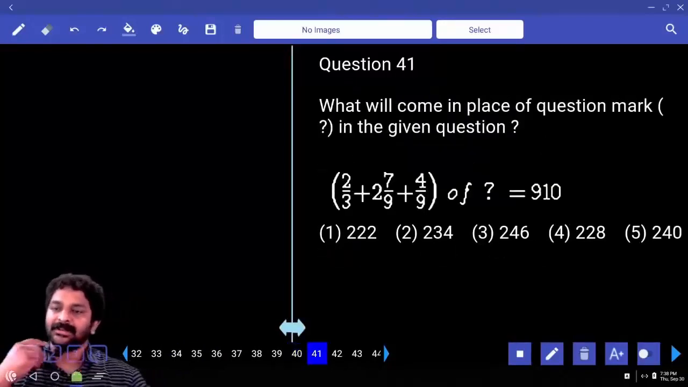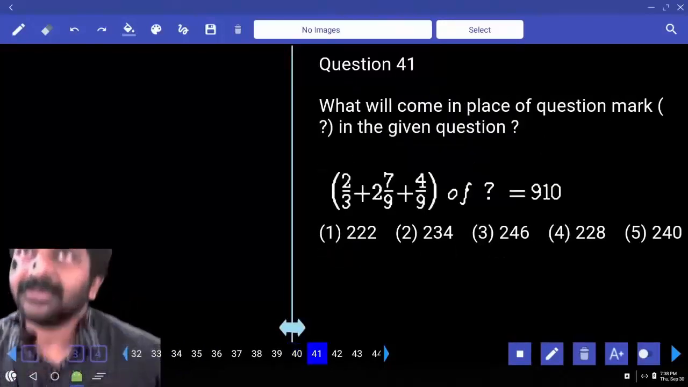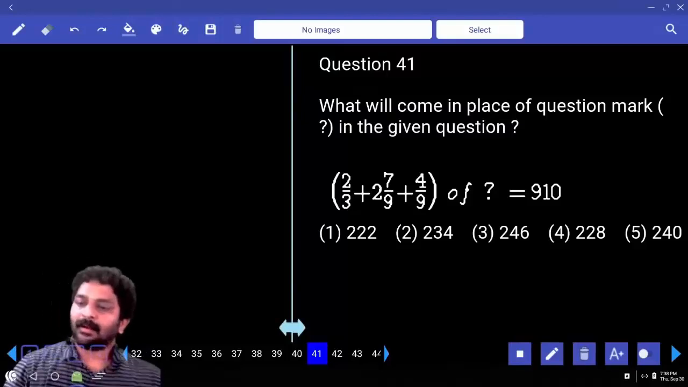31 to 40 quant. We'll start from 41 onwards. Right.